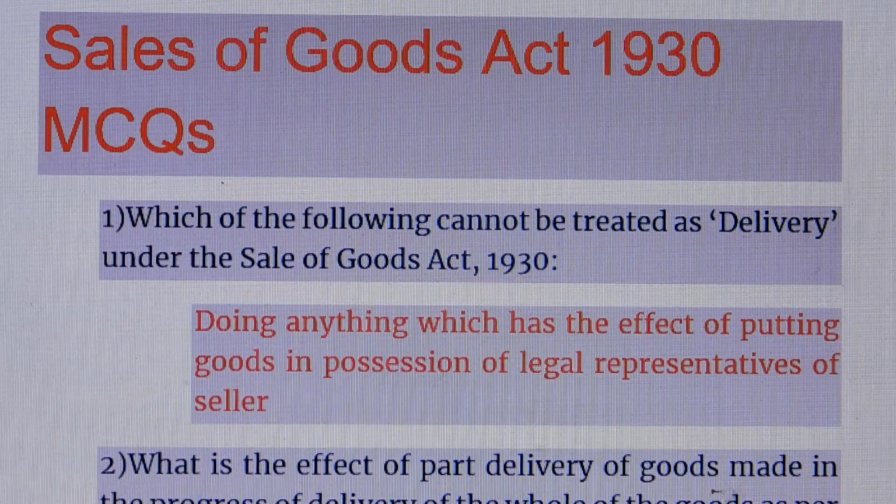Friends, let's see question number 1. Which of the following cannot be treated as delivery under the Sale of Goods Act? Answer is doing anything which has the effect of putting goods in possession of legal representative of seller.